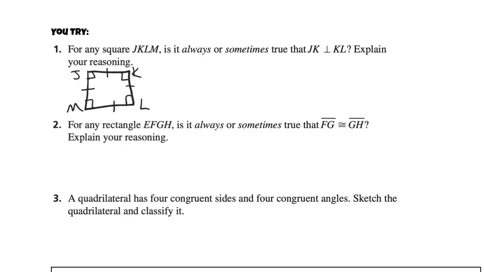All right, so for this first one, it says, for any square JKLM, is it always or sometimes true that side JK and side KL are going to be perpendicular? Explain your reasoning. So you can see I use the definition of a square. The definition of a square is a parallelogram where four sides are congruent and four angles are congruent. If you look at this, our sides JK and KL perpendicular. We're going to say this is always true, because squares have four right angles.